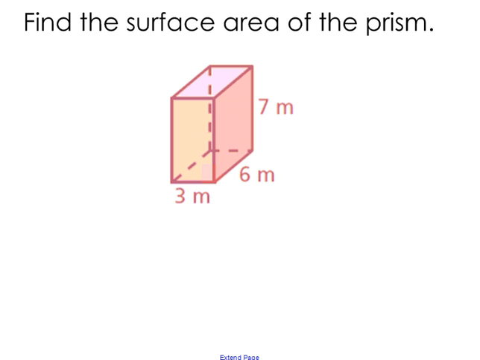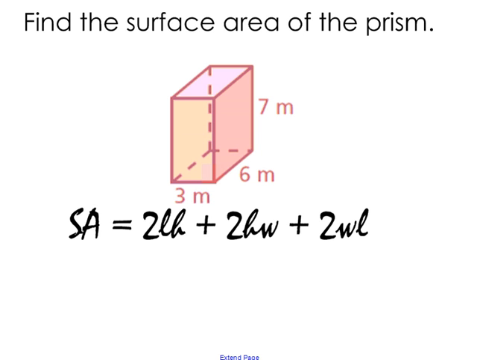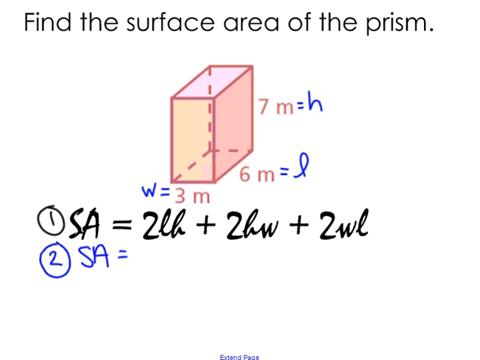So same idea, we're going to start with our formula. So step 1 looks just like that. Step 2, we're going to plug in all the measurements that we have. So we'll label 7 is the height, 3 is the width, and 6 meters will be the length. So now when we plug those in, we'll have 2 times 6 times 7 plus 2 times 7 times 3 plus 2 times 3 times 6.